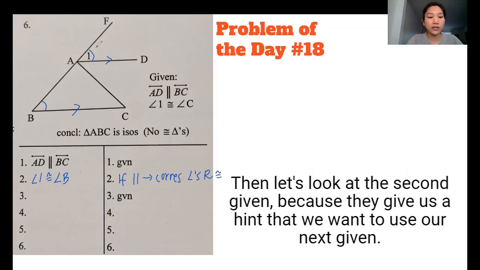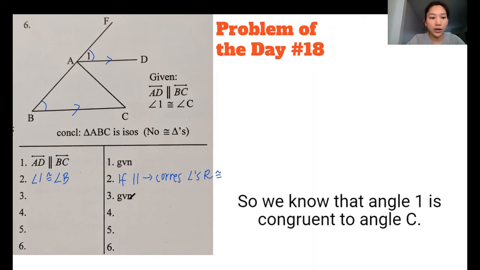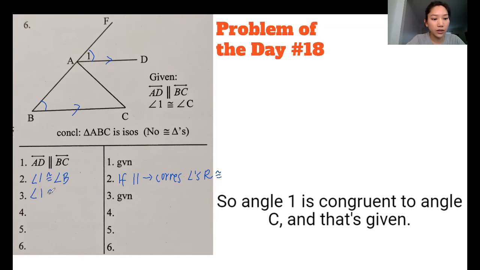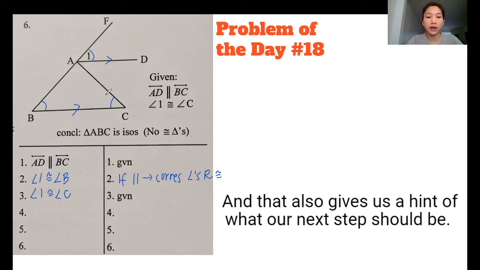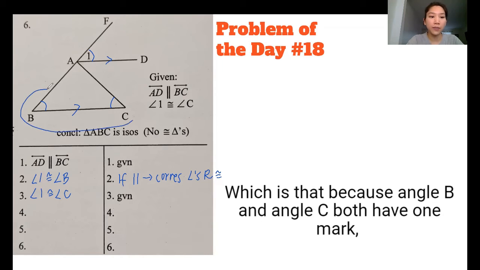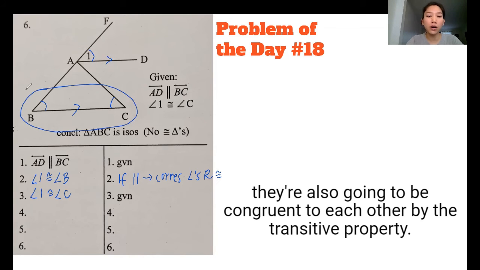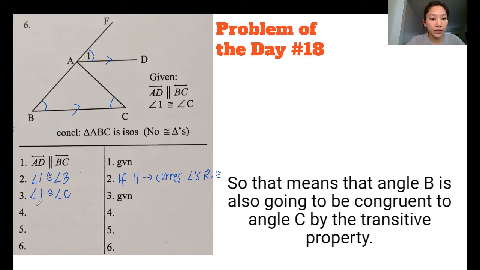Then let's look at the second given, because they give us a hint that we want to use our next given. So we know that angle 1 is congruent to angle C, and that's given. Angle 1 already has 1 mark, so I'm going to also mark angle C with 1 mark. That also gives us a hint of what our next step should be, which is that because angle B and angle C both have 1 mark, they're also going to be congruent to each other by the transitive property. So angle B is congruent to angle C by the transitive property.